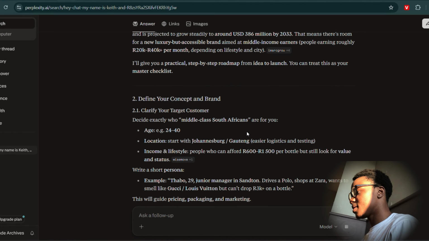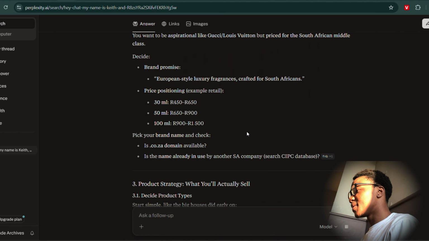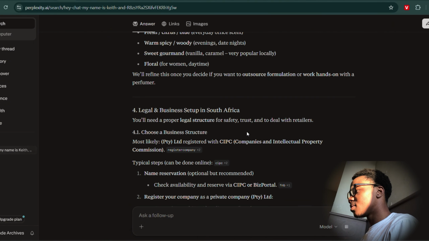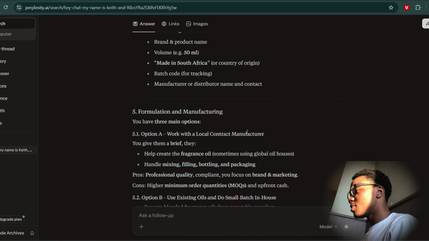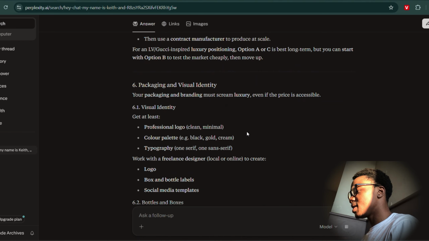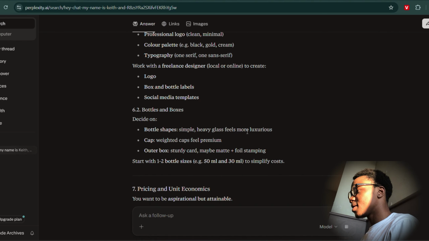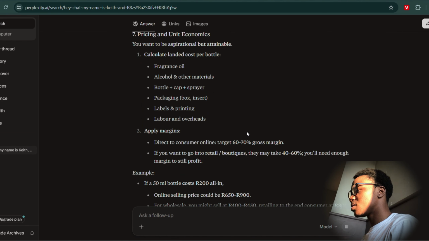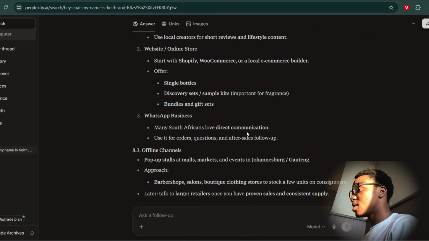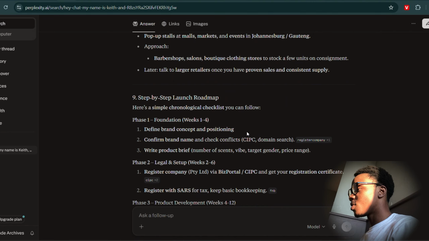Define a concept. Product strategy. Legal. Formulation and manufacturing. Packaging and visual identity. He kind of writes like Claude. Low-key, kind of writes like Claude. What's that business? Oh, wow. This one is the first one to mention what's that business, by the way. Step-by-step launch.